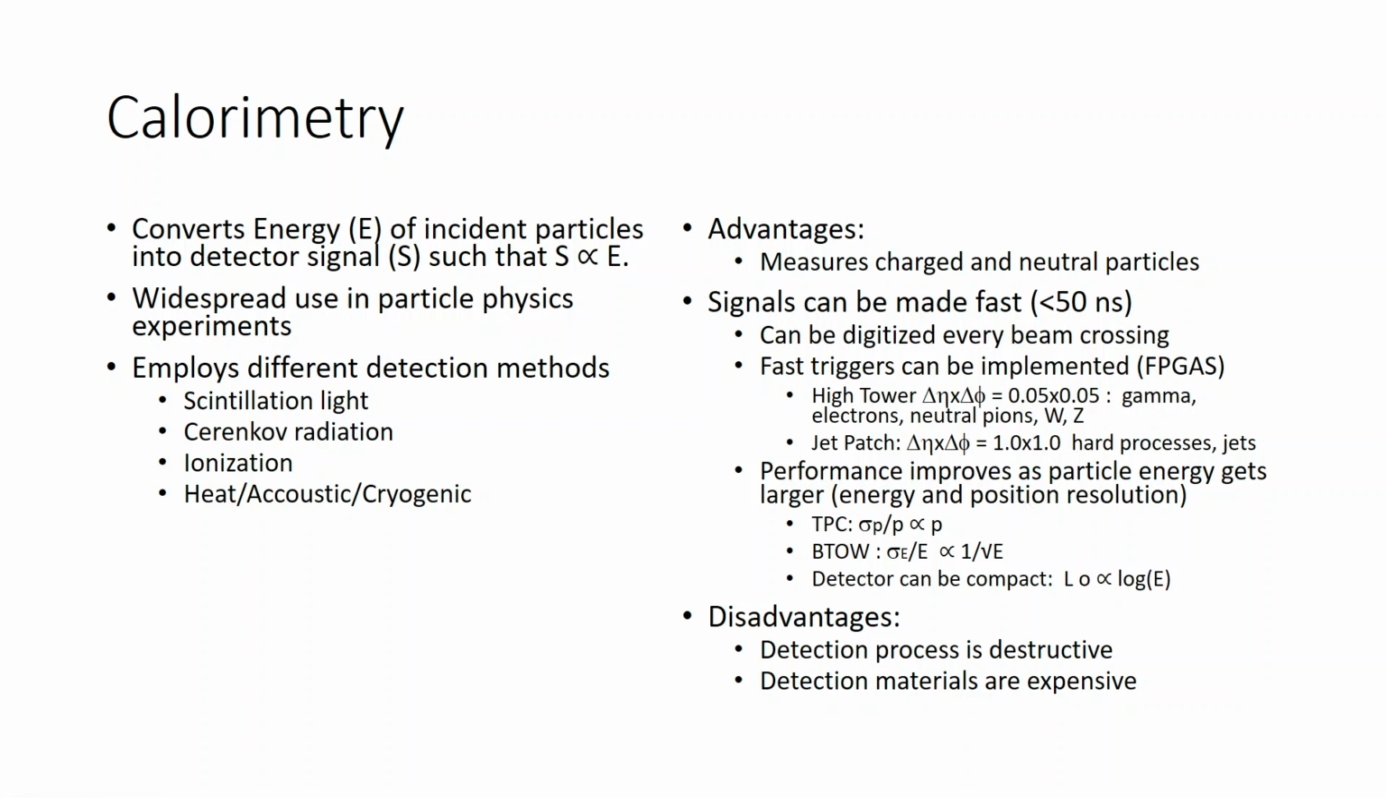In the calorimeter, though, the fractional energy resolution improves as 1 over square root of E because the deposition of energy is a Poisson process involving more and more ionization events, and thus is proportional to E. The disadvantage of a calorimeter is that the detection process is destructive. That is, once you measure it, the particle is not available for further measurements. Also, the calorimeters are heavy and use large amounts of expensive materials.